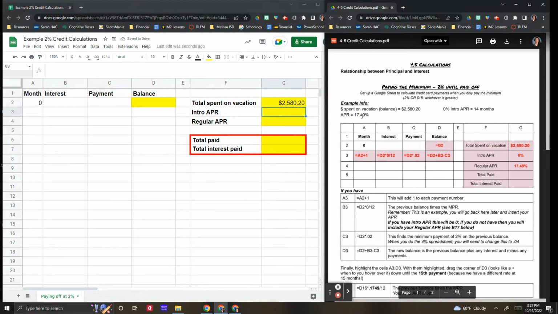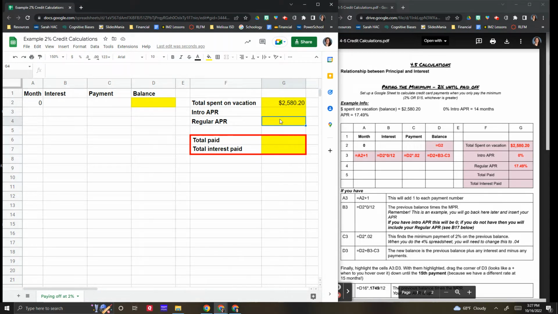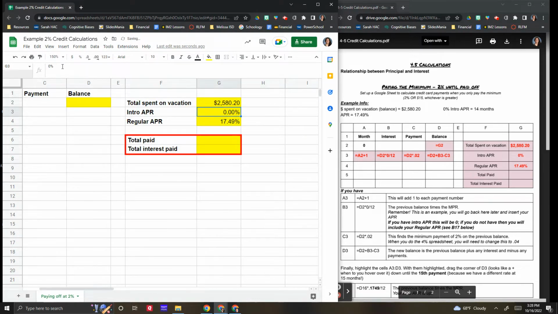The intro APR, okay, so the regular APR is 17.49%. I'm going to go ahead and type that in. And then the intro APR is listed at 0% for 14 months. So I'm going to put that in: 0% for 14 months. Just typing that in there. There we go.